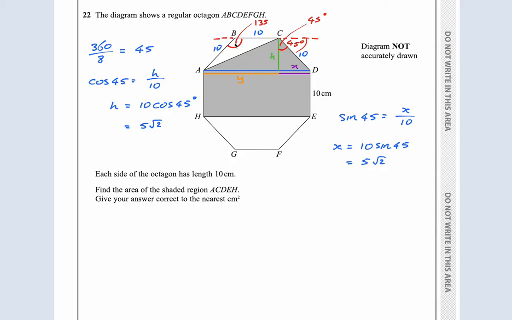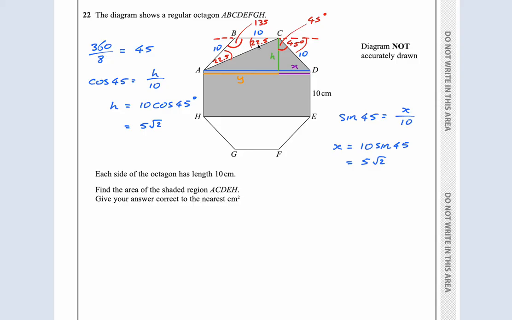So if that's 45, that's 135. Now, if that's 135, this angle here is 22.5. So this angle here is 22.5. Now, why is that? Well, it's because this is an isosceles triangle, 10 and 10. So these two angles have to be the same, and the three angles have to add up to 180 because it's a triangle. 22.5 plus 22.5 is 45, plus 135 gives me 180.